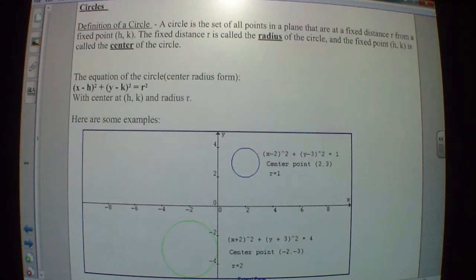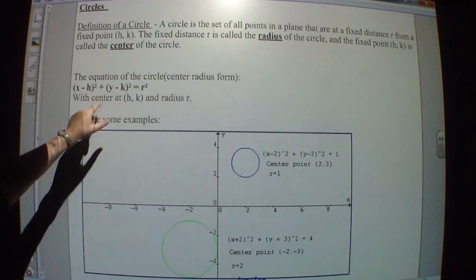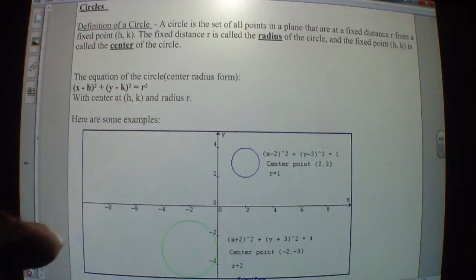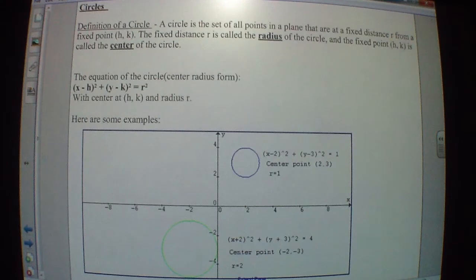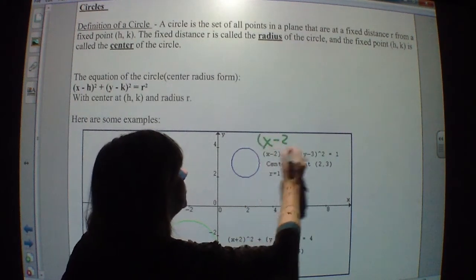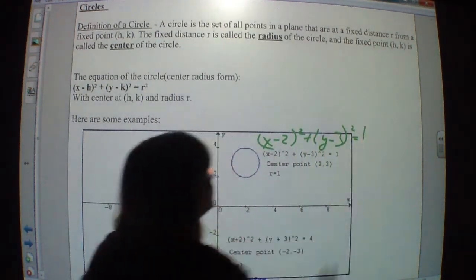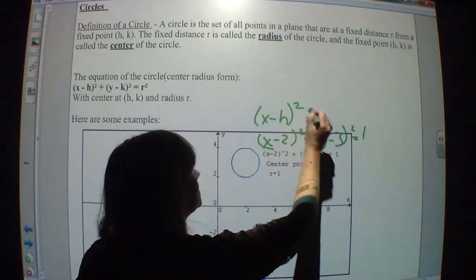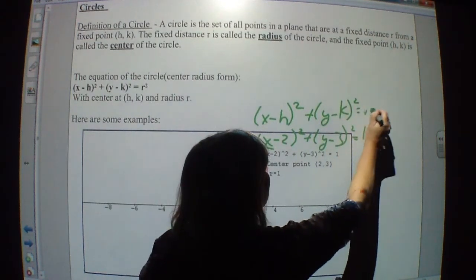The equation of the circle then is the quantity x minus h, quantity squared, plus the quantity y minus k, quantity squared, is equal to r squared. The center is (h, k), the radius is r. So if I asked you to graph (x minus 2) squared plus (y minus 3) squared is equal to 1, remember it has to be in the format of (x minus h) squared plus (y minus k) squared is equal to r squared.